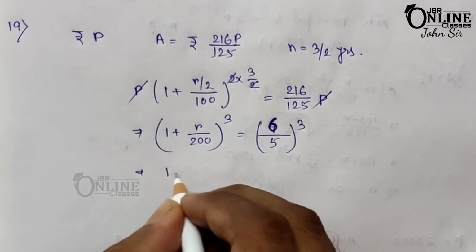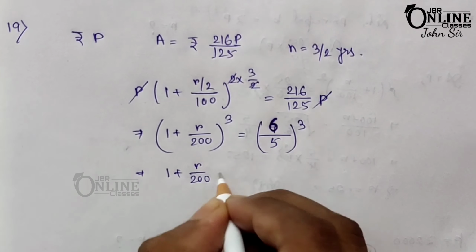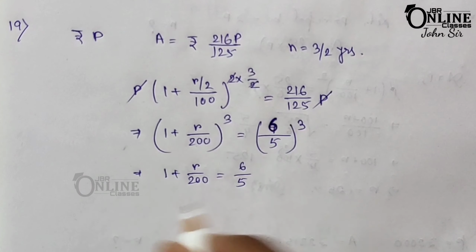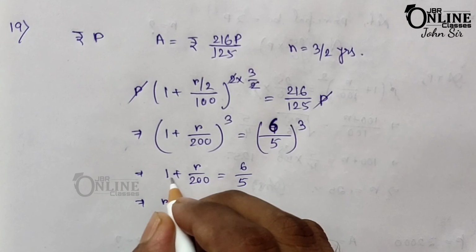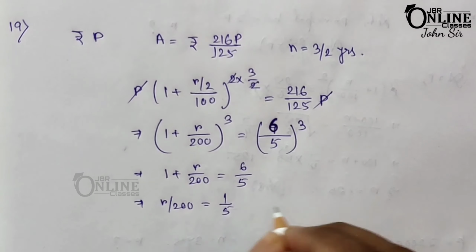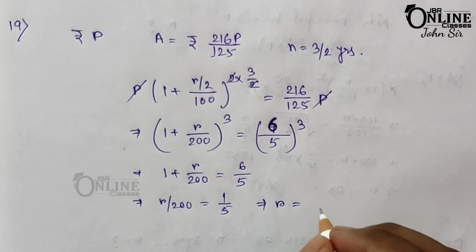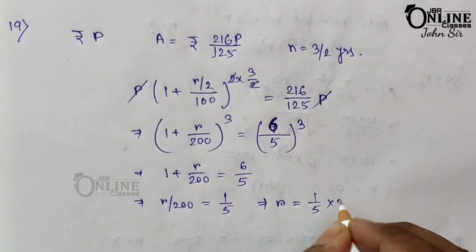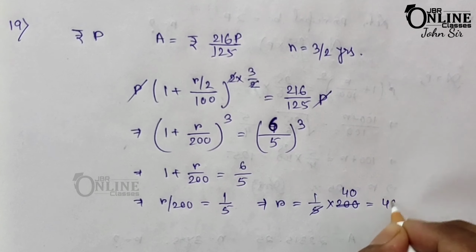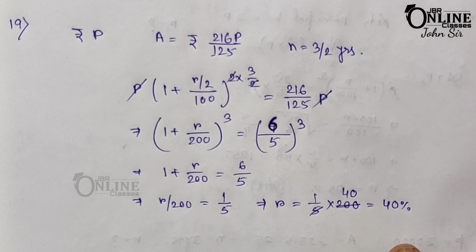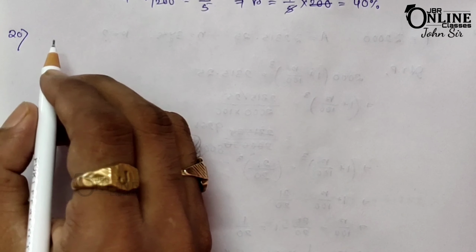Okay, so now 1 plus R by 200 equals 6 by 5. So that means R by 200 equals 6 by 5 minus 1, and it becomes 1 by 5. So from that R equals 1 by 5 into 200, so it's 40%. So 40% is your answer.